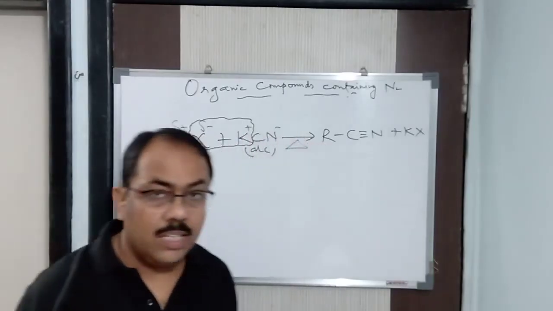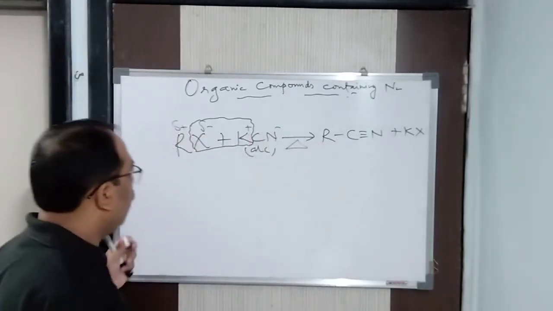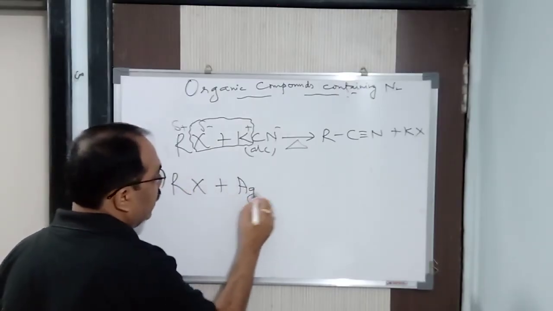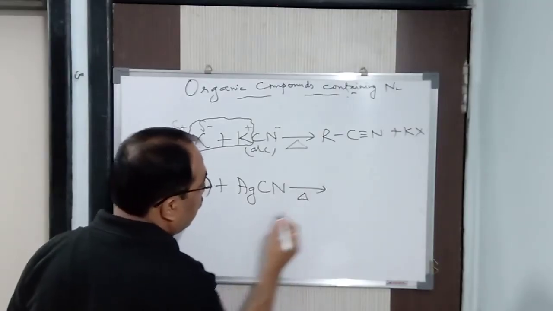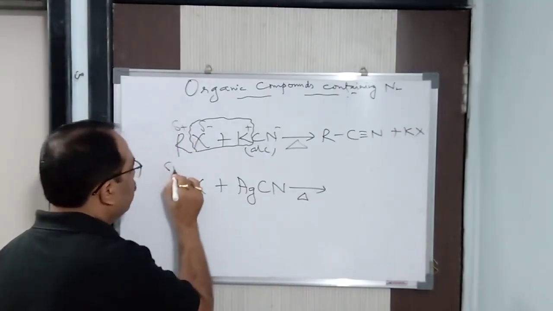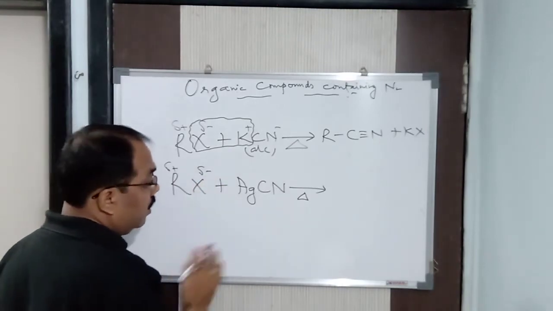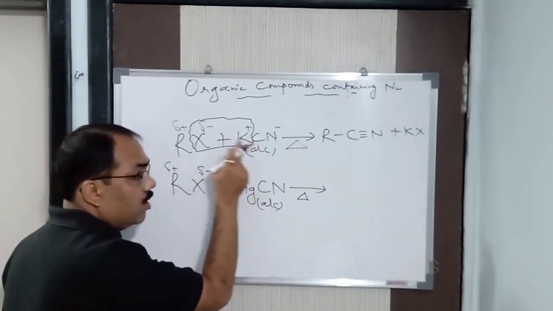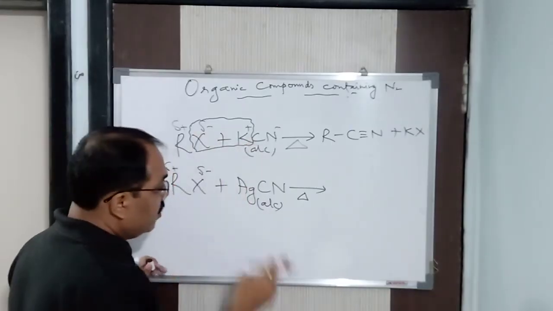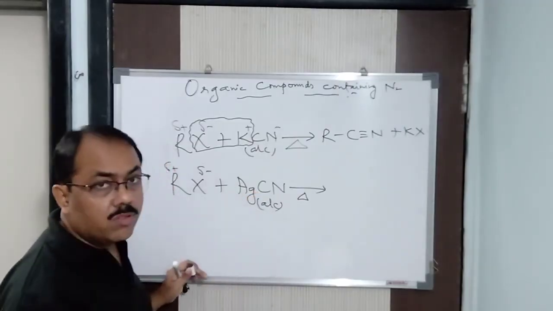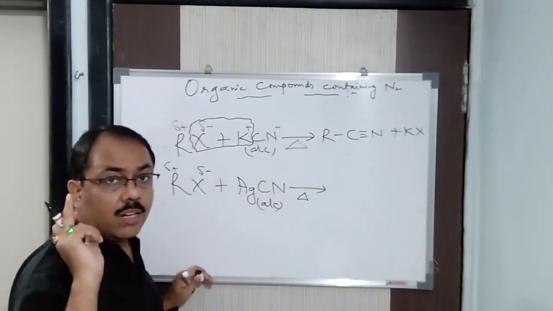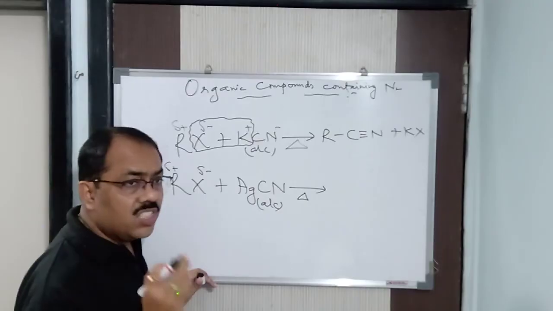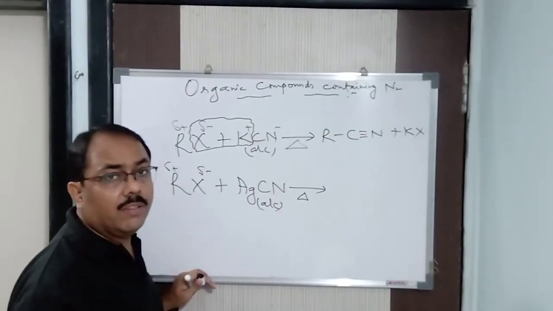But what I was saying, you will be getting two different products, isn't it? Now see here how different. If I take RX, the same alkyl halide, but instead of KCN I take AgCN, this will of course be R plus X minus, no change here. But silver cyanide is not an ionic compound like potassium cyanide or sodium cyanide. Listen carefully. It is a covalent compound.